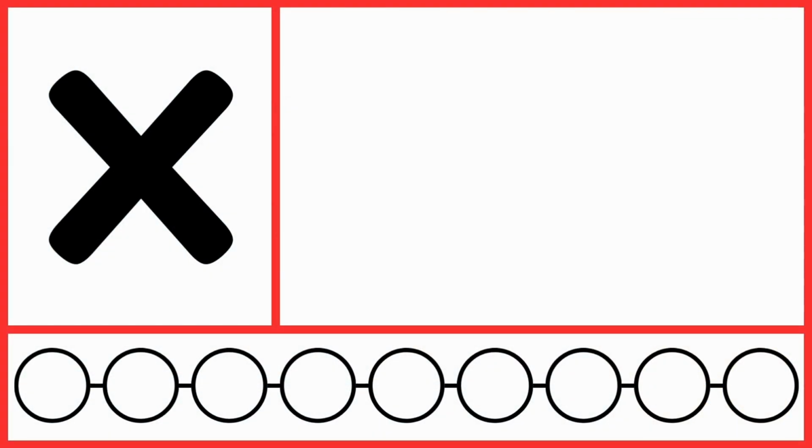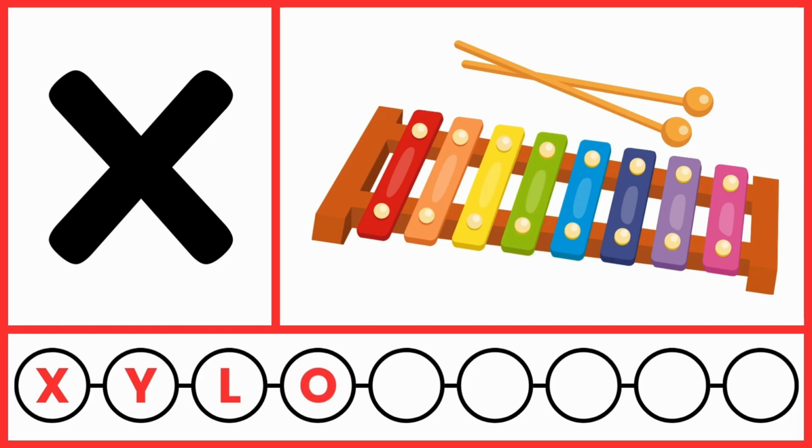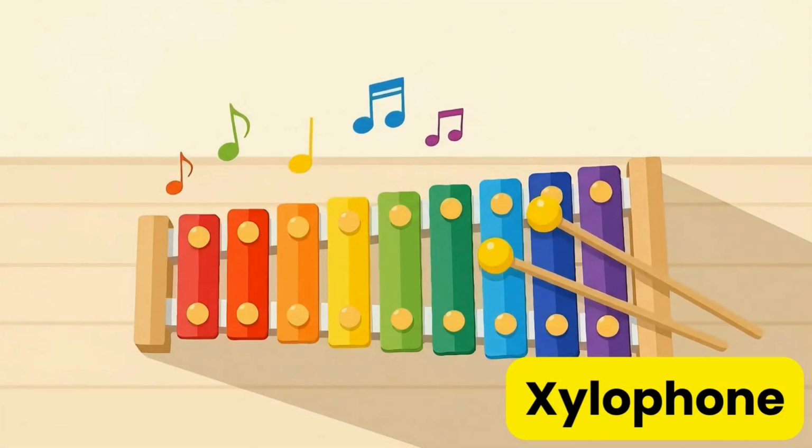X. X is for xylophone. Let's spell it. X, Y, L, O, P, H, O, N, E. X is for xylophone. Xylophone.